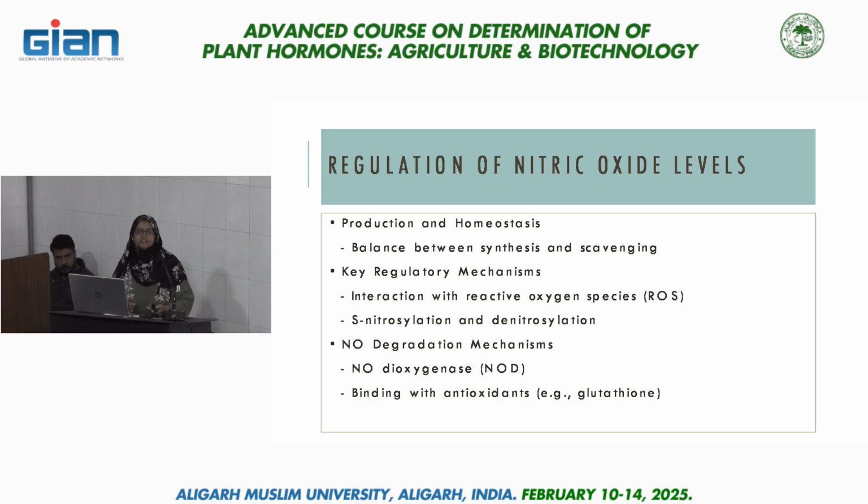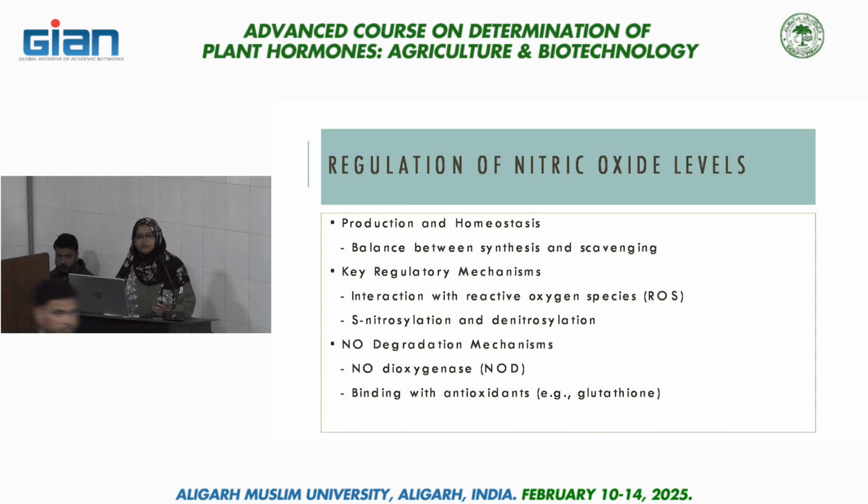Antioxidants bind with the excess oxidants that are generated in our body. So, if we look at NO homeostasis, it is essential for signaling functions in plants, and the equilibrium between NO synthesis and scavenging determines the endogenous levels of nitric oxide.